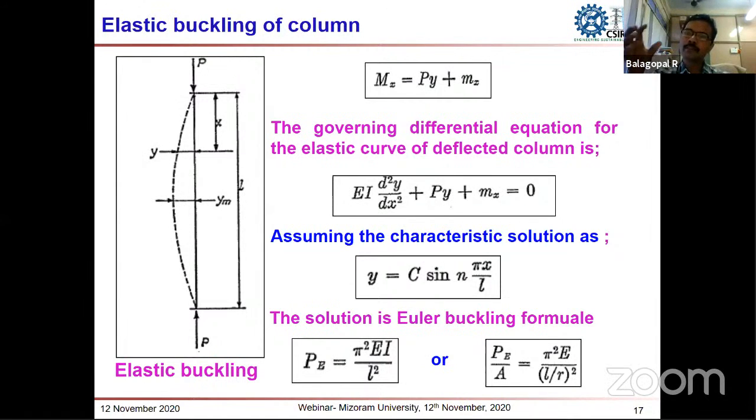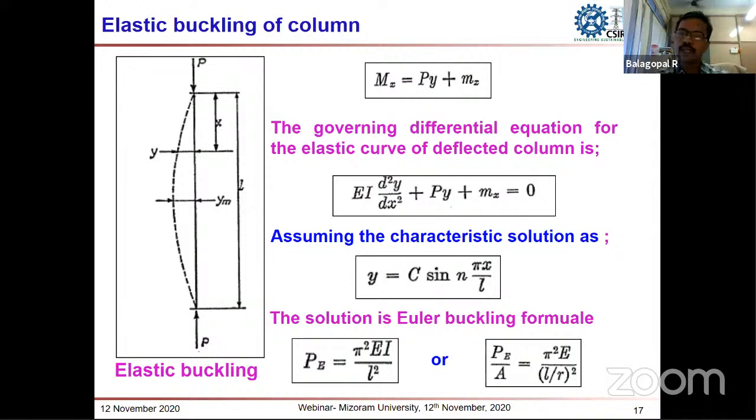Then we coin a special term called effective length. In the denominator you can see L by R. There we replace that L by KL. That K will take care of the boundary condition effect, that is, a fixed condition, a hinged end condition, or a partially fixed condition. Our code specifies how to take this effective length, that K factor, for different types of boundary conditions.